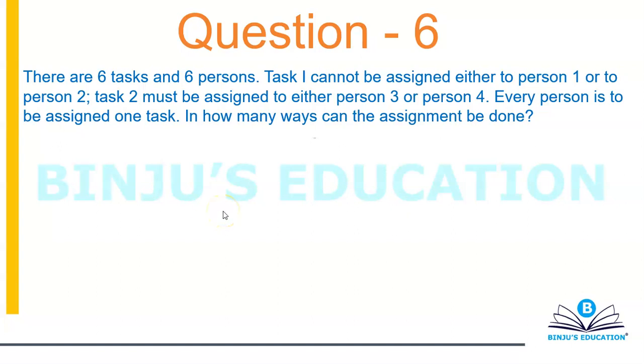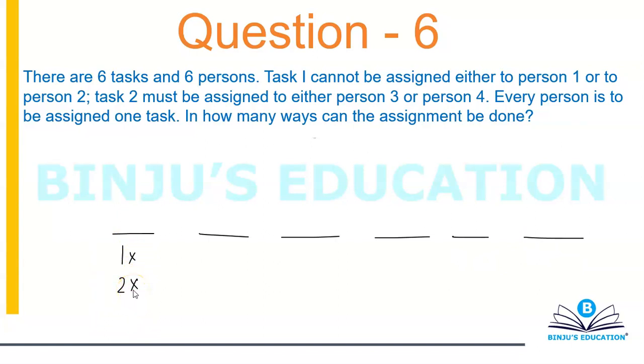All right, let's see what we can do with this one. There are 6 tasks and 6 persons. Task 1 cannot be assigned either to person 1 or to person 2. So let me first say that I have 6 tasks: 1st, second, third, fourth, fifth, and sixth. Now task 1 cannot be assigned either to person 1 or to person 2. So task 1 is not person 1 and it's not person 2.